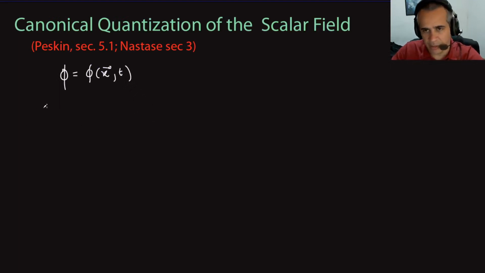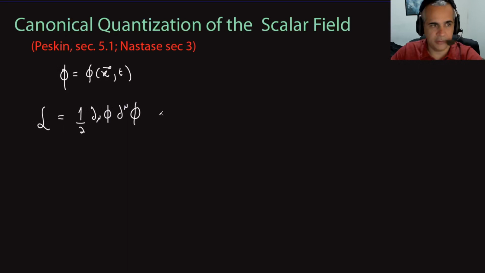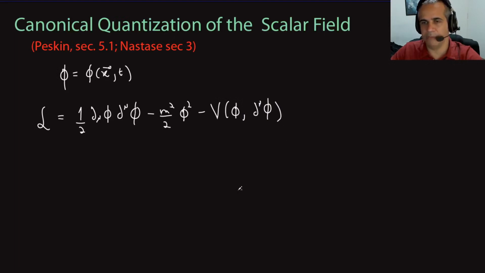So the Lagrangian, or more properly the Lagrangian density, but as I said before, I won't be insisting on the distinction, right? Will be this one. So half of del mu phi del mu phi, minus m squared over 2 phi squared, minus what I'll call potentials. That has every other possible term you can imagine for phi, right?